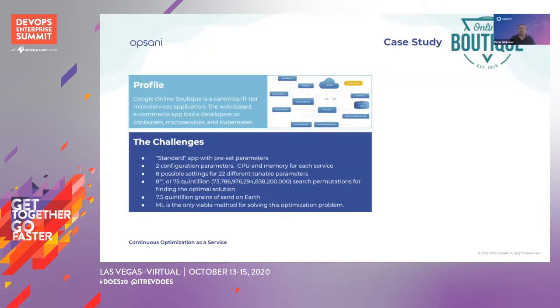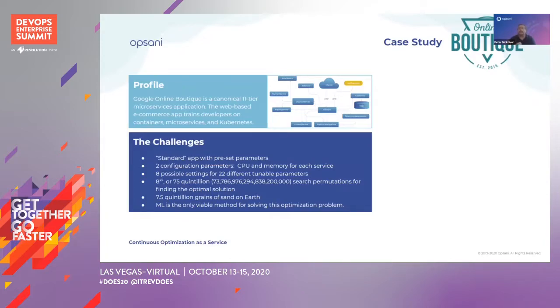When you look at deploying that application in production and tuning it, let's look at the complexity of that tuning process, the number of parameters that need to be tuned. There are 11 services. Each of these services has at least 2 tunable parameters: the CPU that will be allocated to it, and the memory that will be given to it. And each of the 11 services needs a specific value of CPU and memory assigned to it. So there are 22 such configuration values.